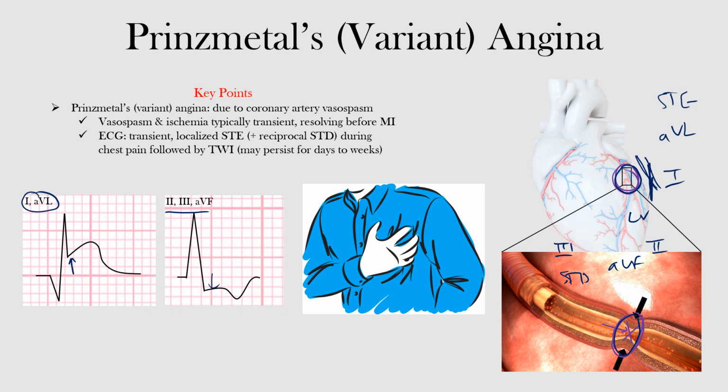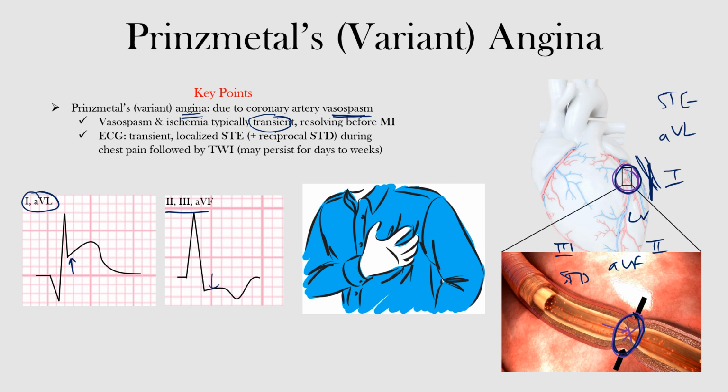So Prinzmetal, or variant angina, is due to coronary artery vasospasm. Okay, we have total occlusion during that vasospasm episode, and the patient experiences chest pain during it. Okay, that's why it's the angina, meaning this type of chest pain that they have. Now, the vasospasm and ischemia typically are transient, okay, and they resolve before an actual infarction develops. Okay, so we see these EKG changes during the episode. However, if you record it maybe 10 minutes later, you may not actually see ST elevation and the reciprocal changes.